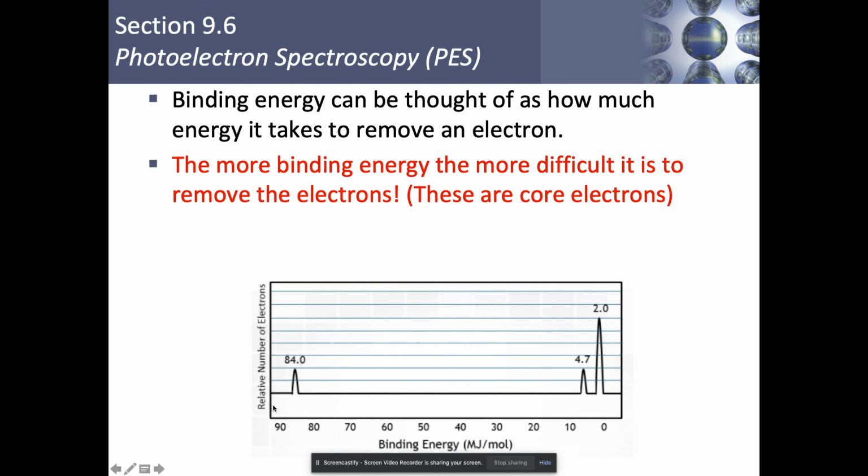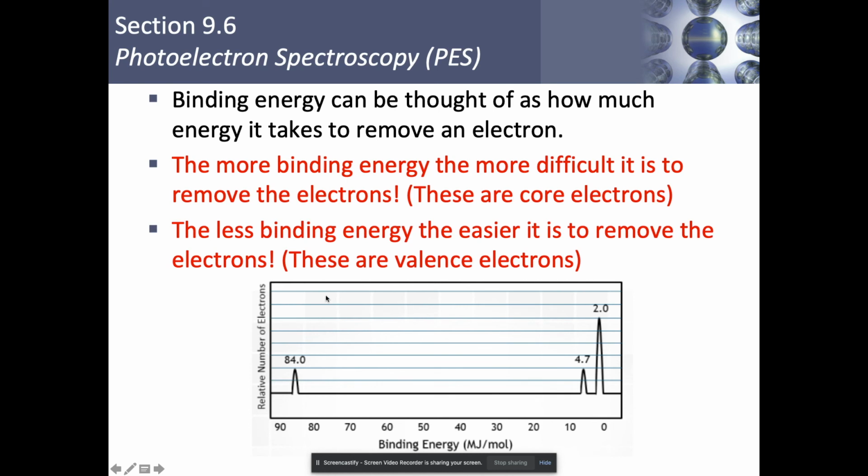Now, what does this tell us? The more binding energy we have, so again, the further to the left we are on this graph, the more difficult it is to remove the electrons. So these are the core electrons that we're talking about here. This little peak represents the core electrons. Now, the less binding energy, the easier it should be to remove the electrons. These are what we term the valence electrons, right? Because it should take less energy to remove a valence electron than to remove a core electron.